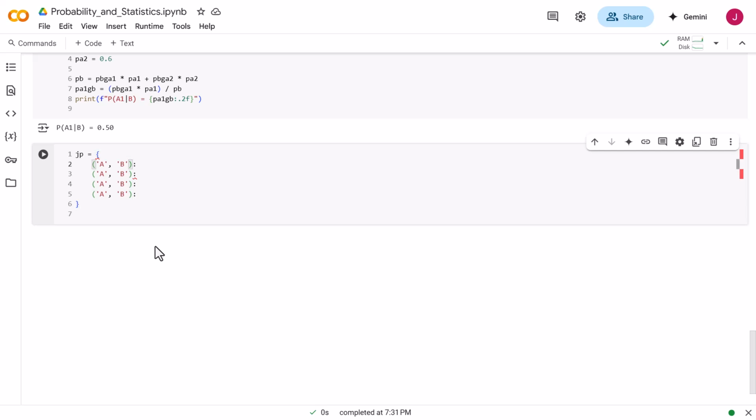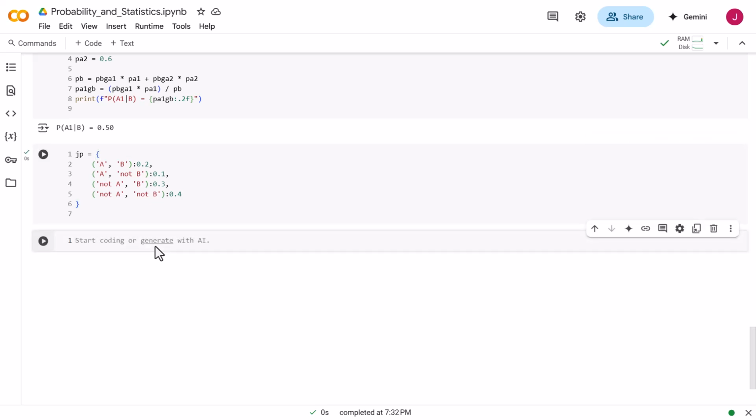So probability of A and B is equal to 0.2, 20%. Probability of A not B is 0.1, 10%. Probability of not A and B is equal to 30%. And probability of not A and not B is equal to 40%, right? So this is our dictionary.